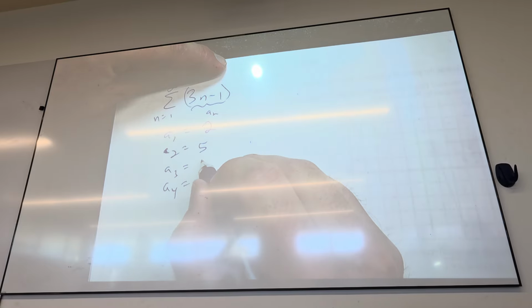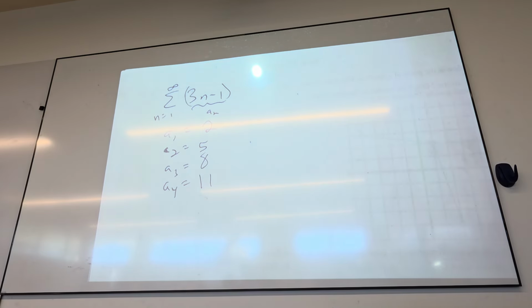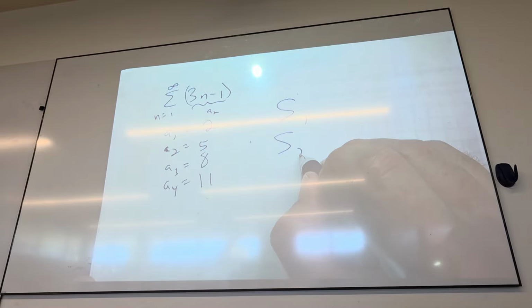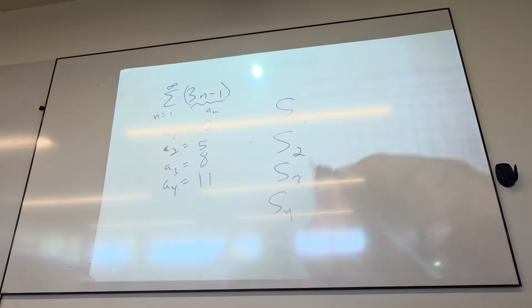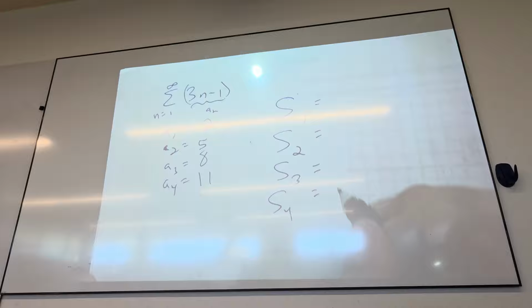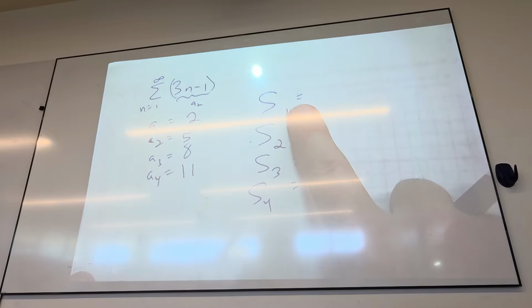5, 8. Slope is 3, right? So once you know 1, you know them all. You guys with me? Okay, maybe. Now I want to do this. And what is this, besides poorly written S's? Those are partial sums.